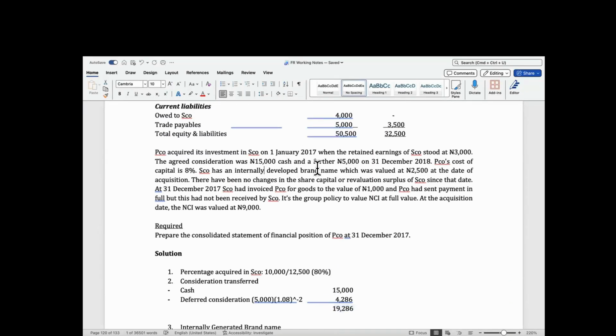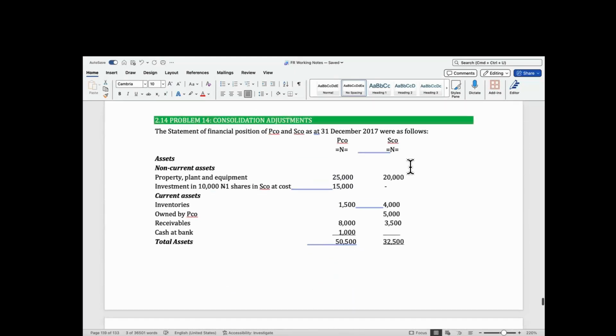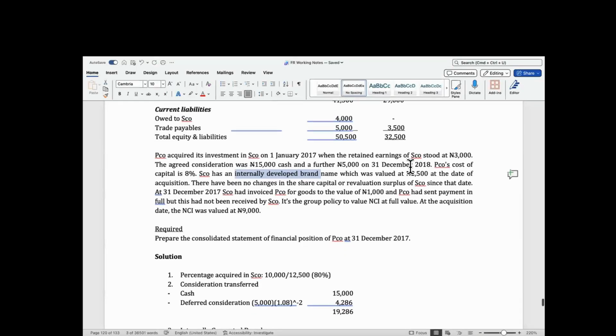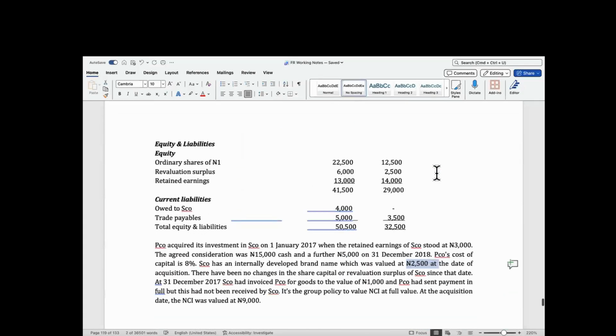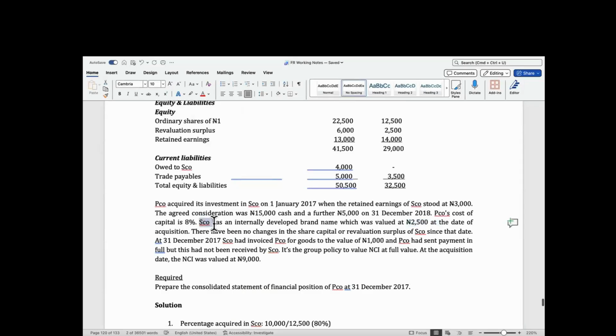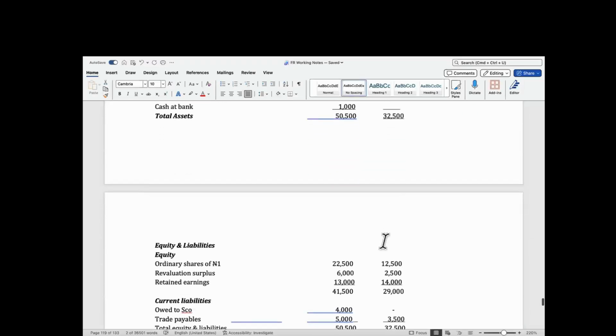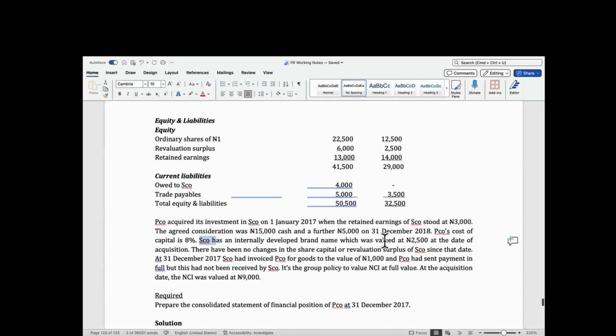Aside from that, they mention an internally developed brand. Of course, I taught you in IAS 38 last week that internally generated intangible assets are not recognized in the books, which is why you won't find it in the books of the subsidiary at all. But on consolidation, it is recorded because now it has a value. And it has been valued at 2.5. So we need to include it.